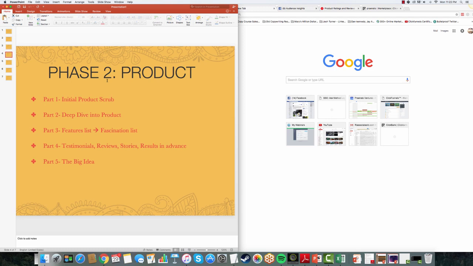Once you've gone through the deep dive of the product, you're going to have a list of features in part three, and you get to start translating that into benefits. The features will translate into benefits, and the benefits will translate into fascinations. The features themselves are exactly what the product is giving you. The benefits are the reasons why those features are awesome. And the fascinations are the intriguing little tidbits that you can describe about the benefit. So how can you tease the promise? Maybe that's the promise itself. Maybe it's a little tease, whatever it looks like.